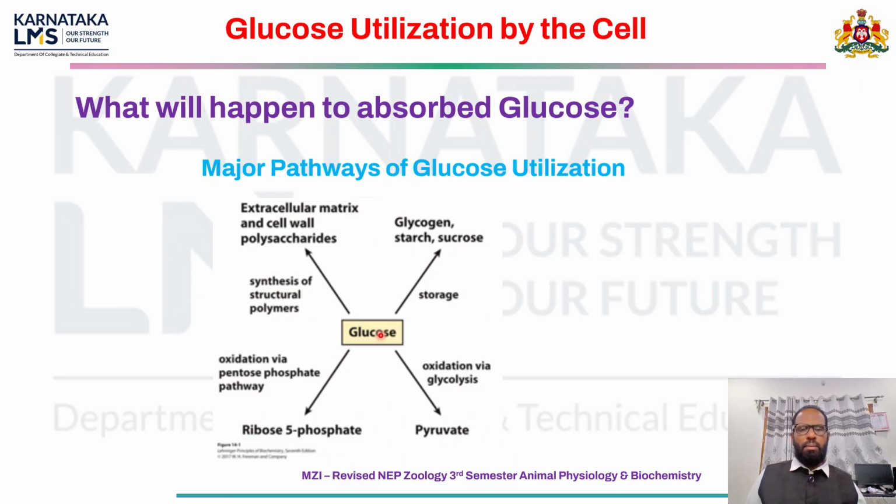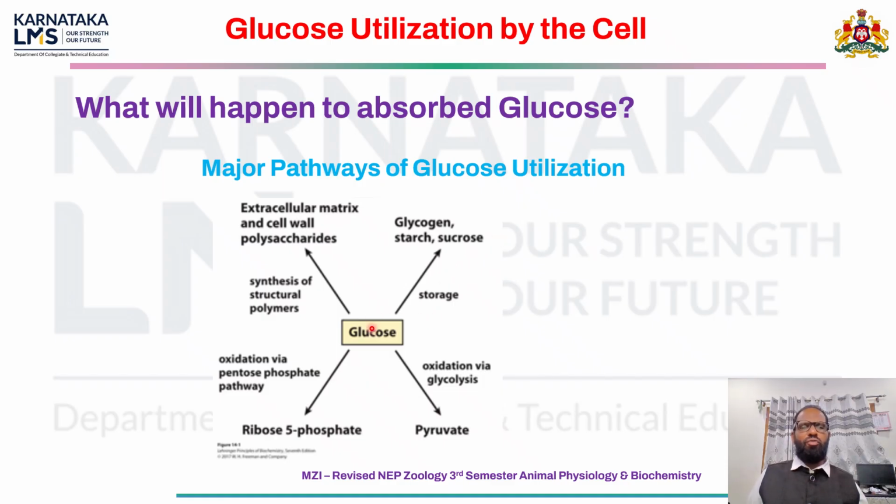The second important pathway is this: if a person already has sufficient energy, then there is no need for the synthesis of ATP molecules. Then whatever excess glucose is there is going to be stored in the form of glycogen. In animals, we store it in the form of glycogen. In plants, it is stored in the form of starch, or sometimes you can find that it is also stored in the form of sucrose. This is the second major pathway of glucose utilization.